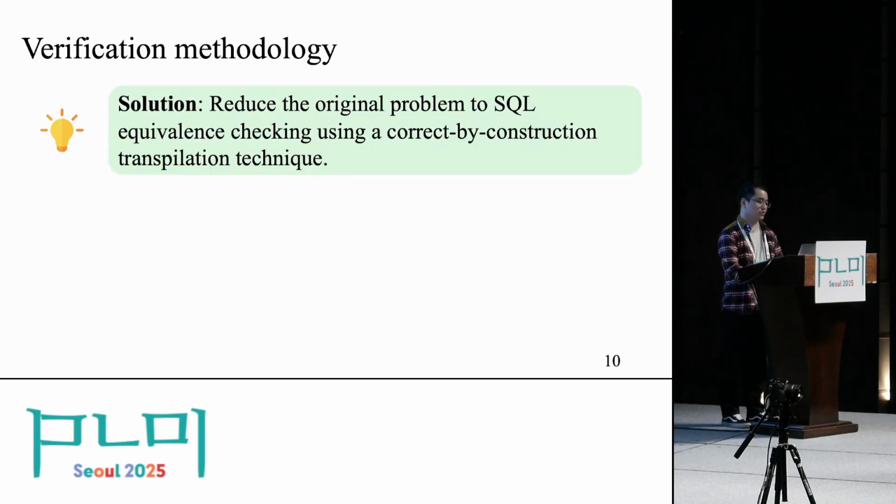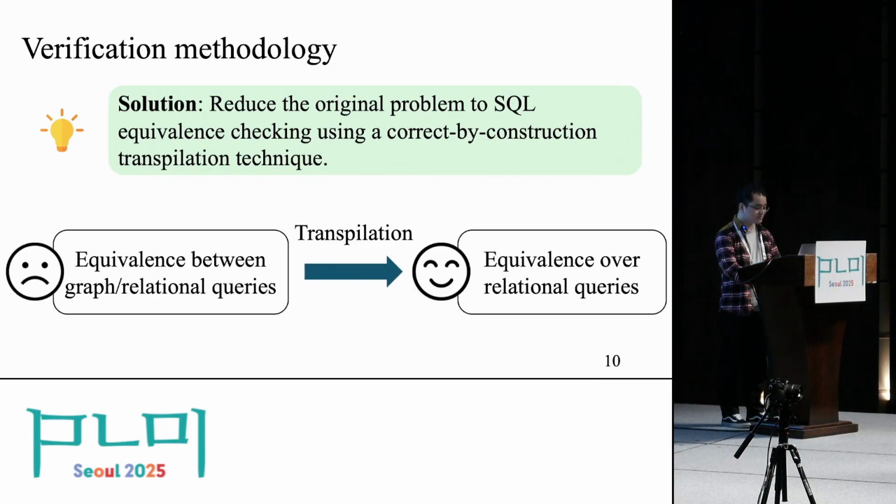To solve this issue, we reduce the original problem to relational equivalence checking using a correct-by-construction transpilation technique. Concretely, we first transpile the graph query into a relational query, and then leverage an existing method to check equivalence of two relational queries.